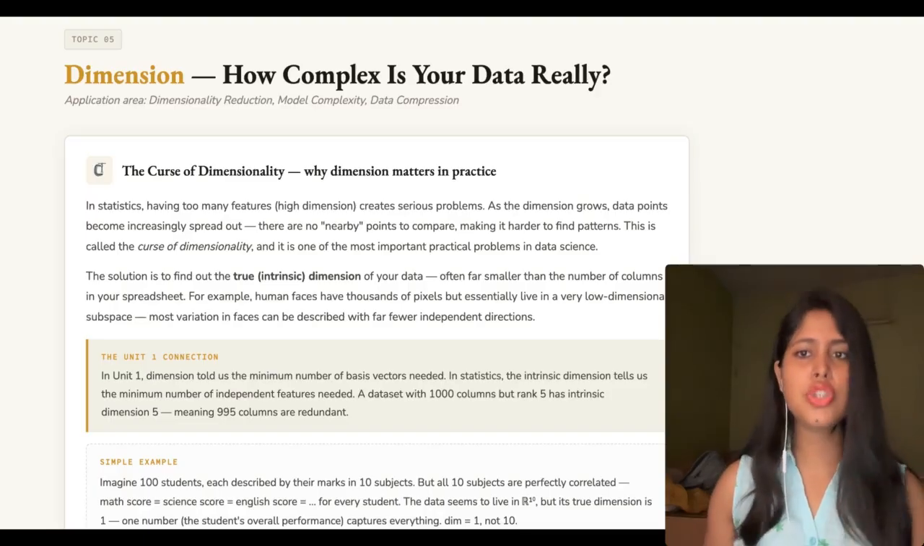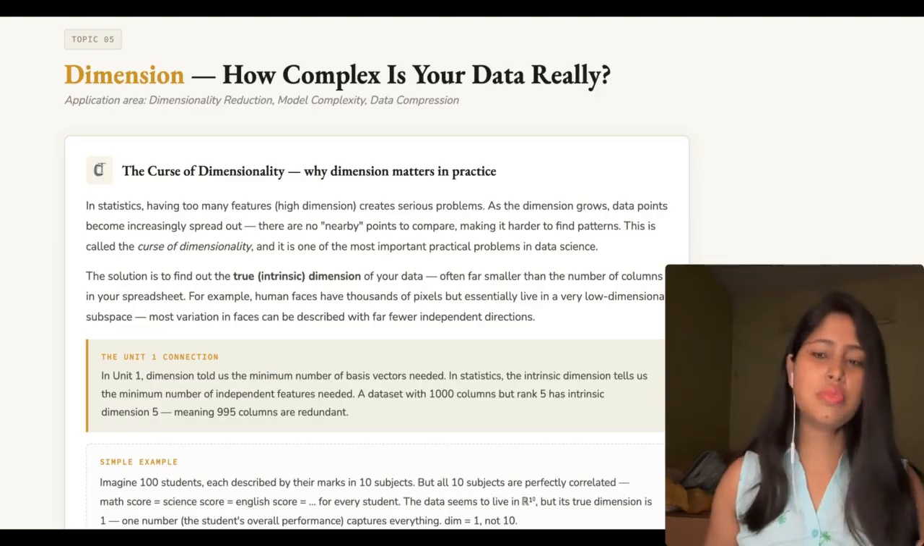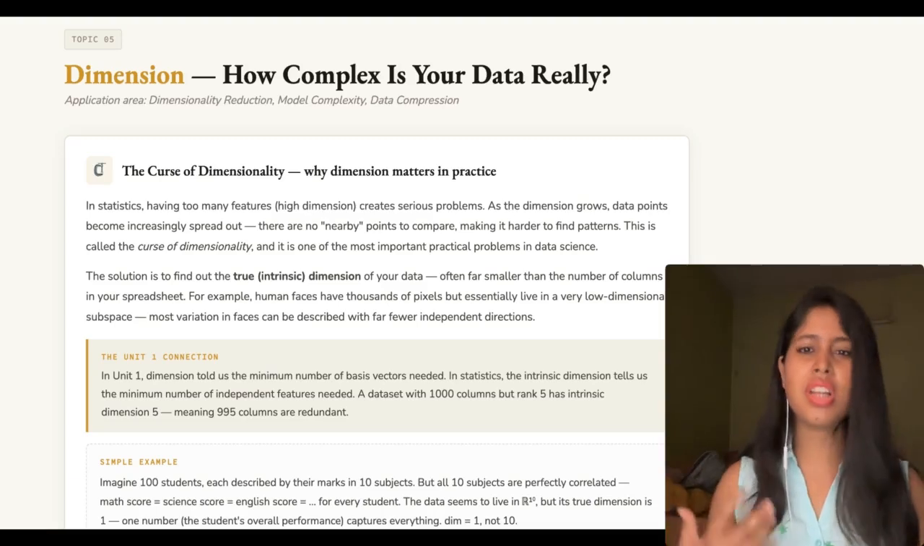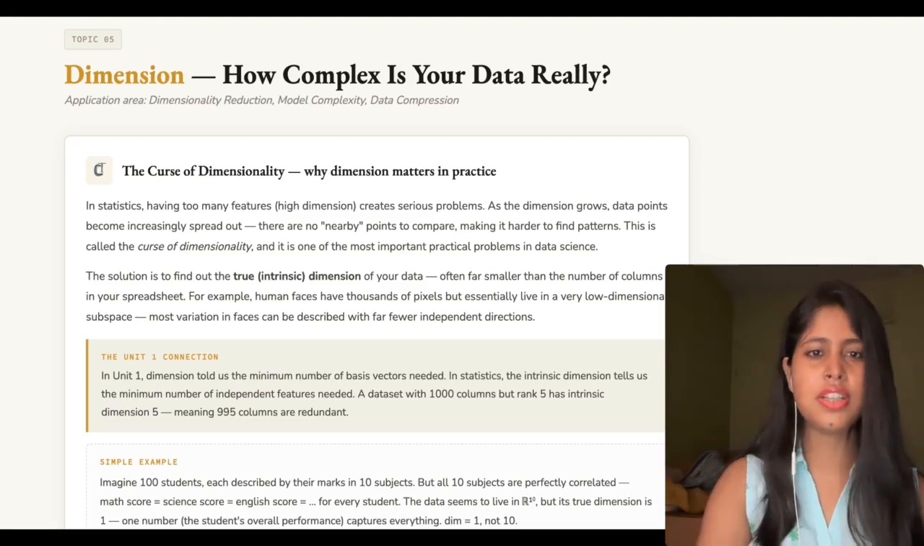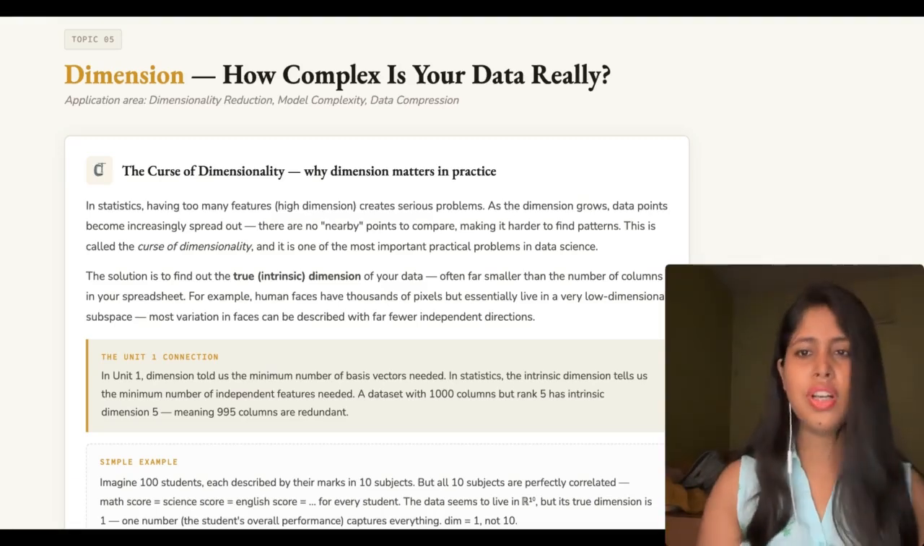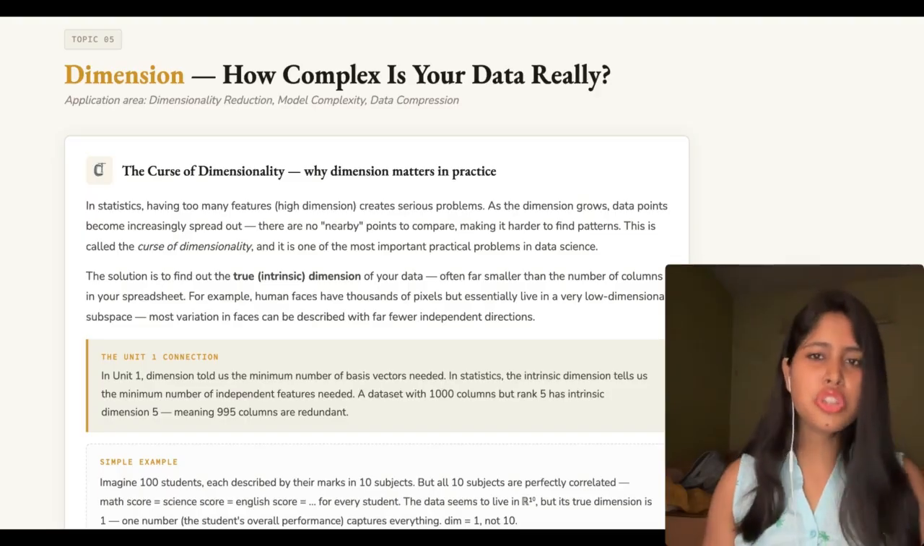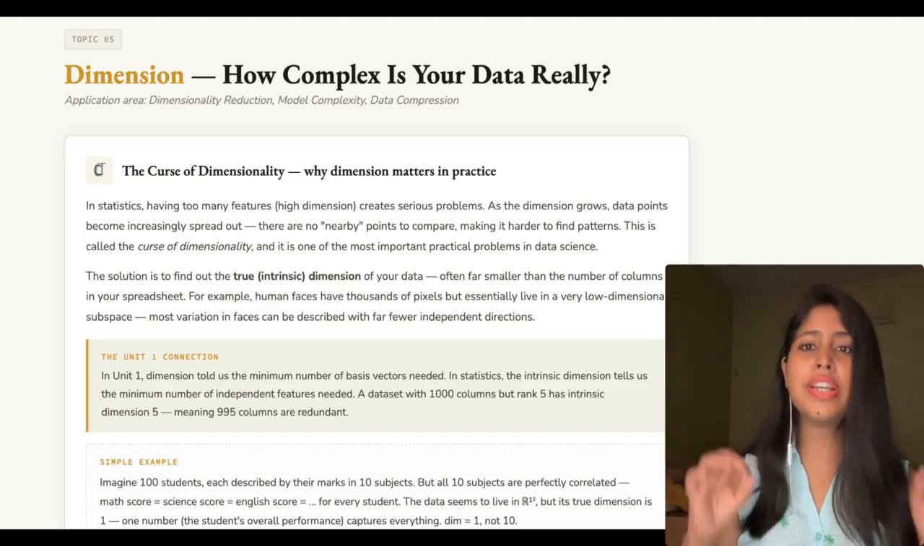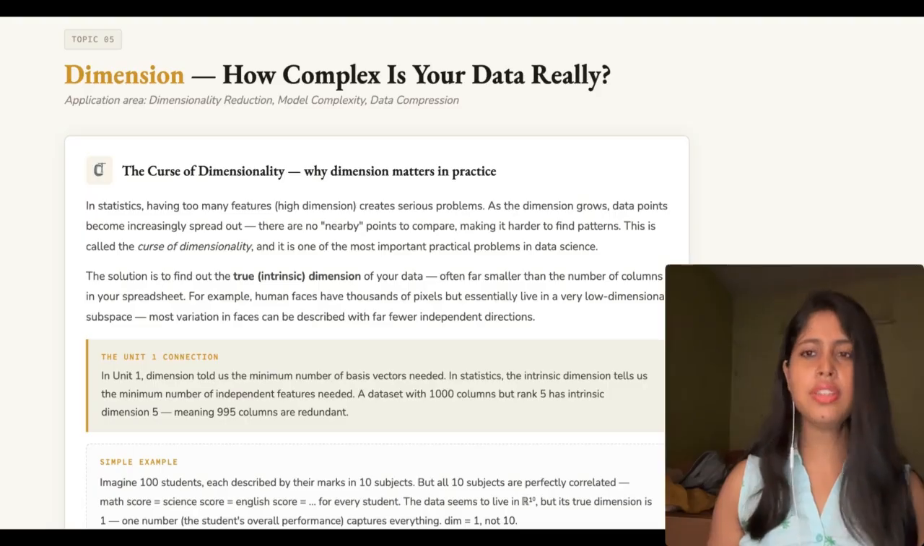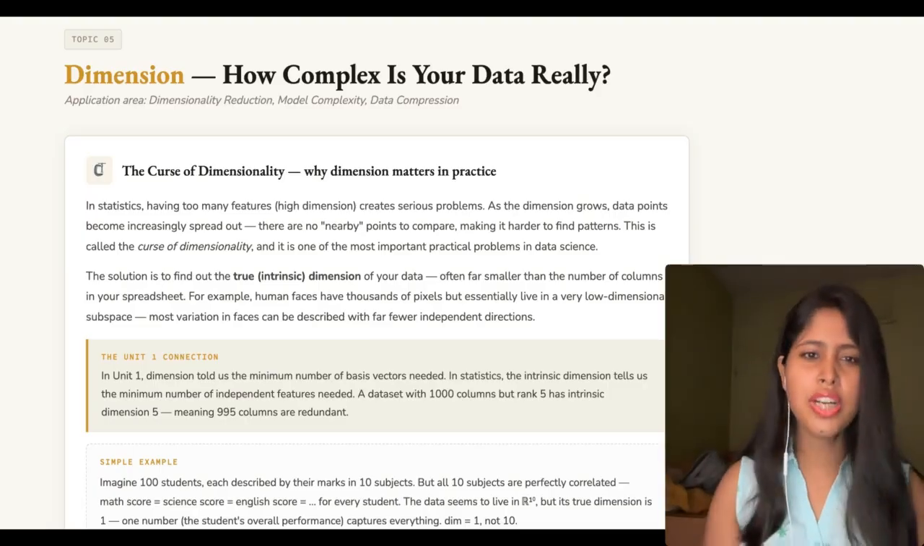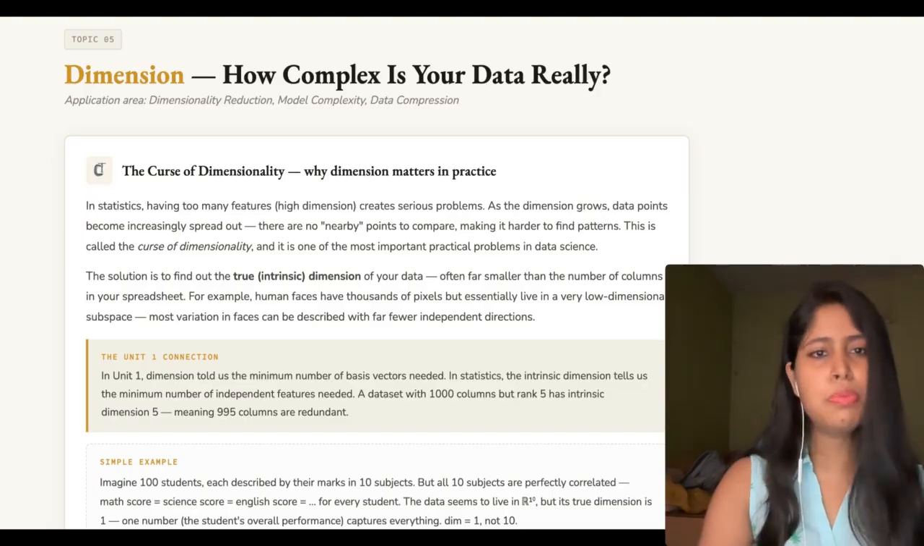So this is the curse of dimensionality: when your data dimension grows, it is very hard to understand and to detect what we want to know from that data, right? The solution is to find the true intrinsic dimension of your data, often much smaller than the number of columns in your spreadsheet. For example, I have a beautiful example here.